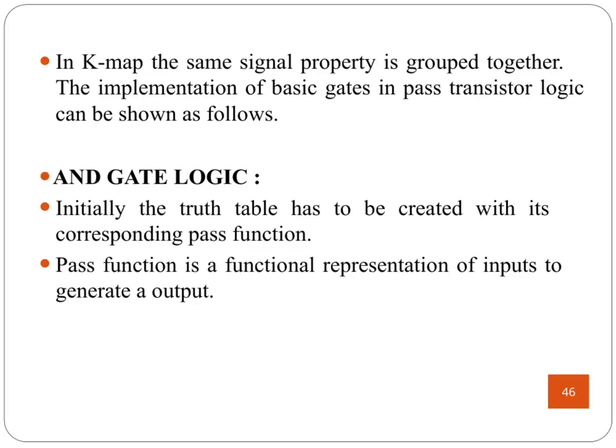Here, we're looking at how Karnaugh maps, or K-maps, group signals that share the same properties. This grouping helps simplify the logic design. Specifically, when implementing basic gates like the AND gate using pass transistor logic, we start by creating the truth table. This truth table outlines all possible input combinations and their corresponding outputs. From there, we derive the pass function, which is essentially a mathematical way to represent how the inputs relate to the output. Understanding this pass function is crucial because it guides us in designing the circuit using pass transistors efficiently.